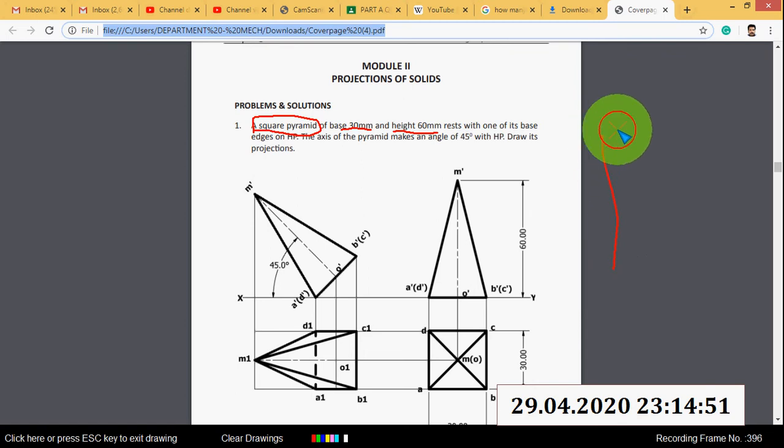So I will show you. This is the XY line, and this plane is called HP. And this plane is called VP. So here the square pyramid rests with one of its base edges on HP. So one base edge on HP. Now I will show you the 3D of a square pyramid.